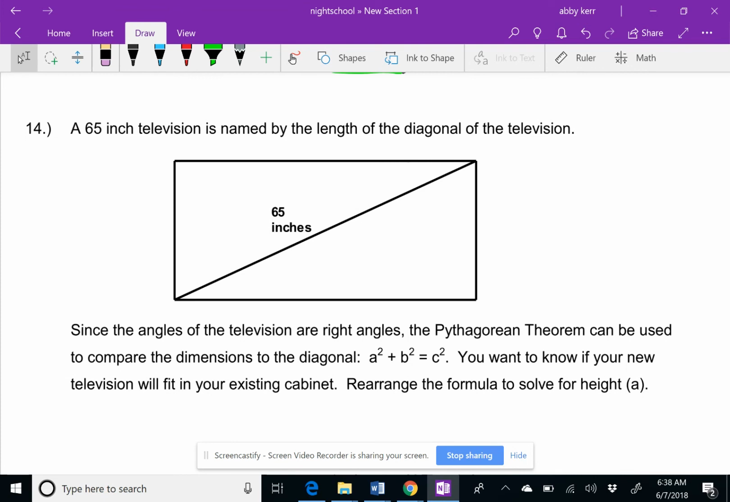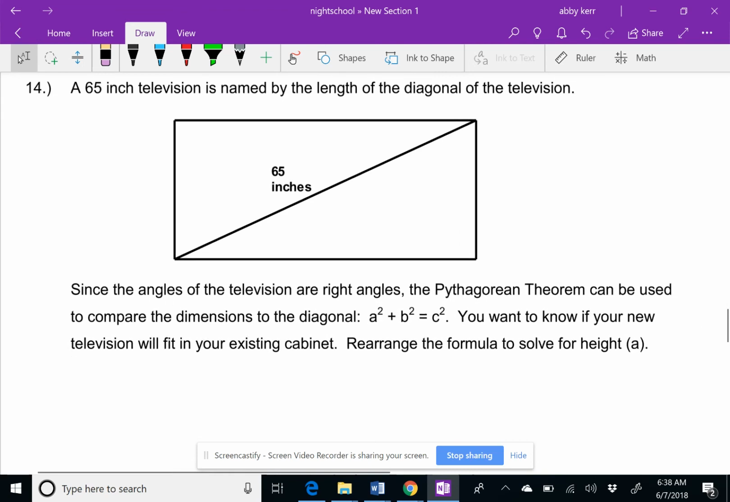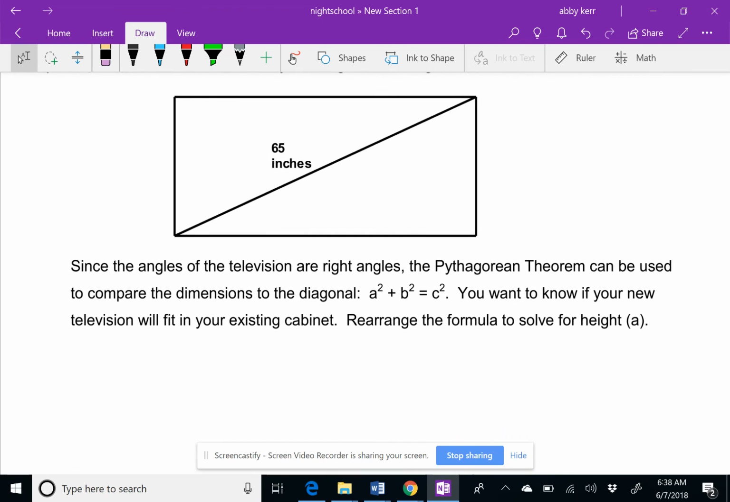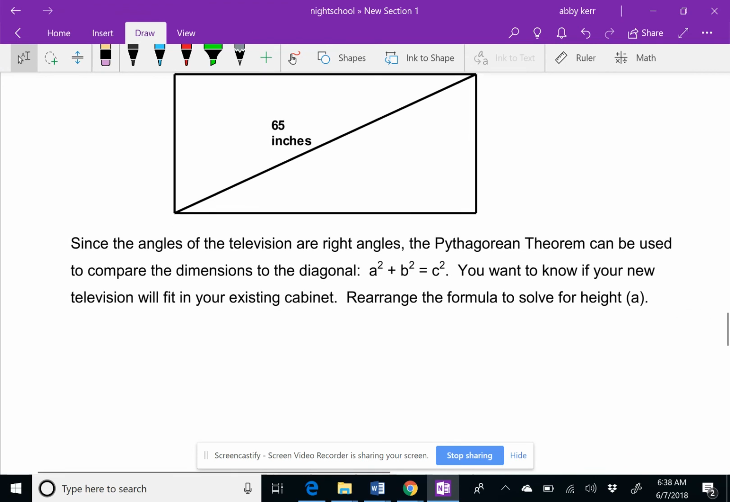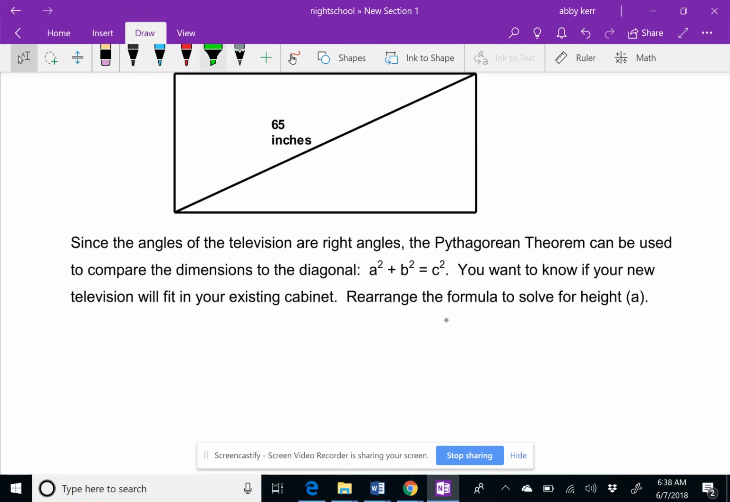Now for 14, it says a 65-inch television is named by the length of the diagonal of the TV. Since the angles of the TV are right angles, the Pythagorean theorem can be used to compare the dimensions to the diagonal. So this right here is the Pythagorean theorem. You should be all aware of that. It says rearrange the formula to solve for the height, a. So I recommend rewriting the equation.